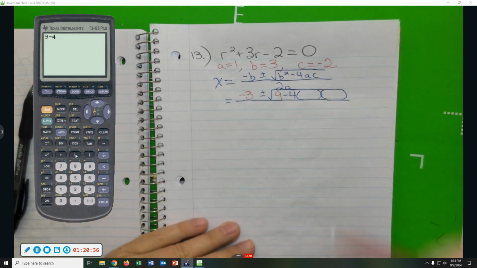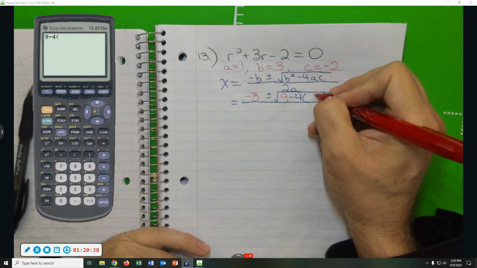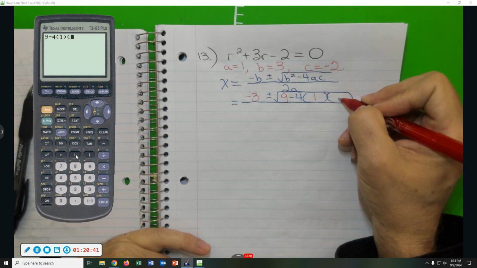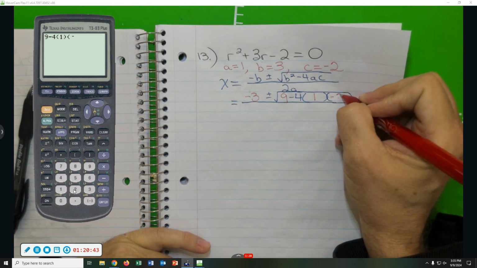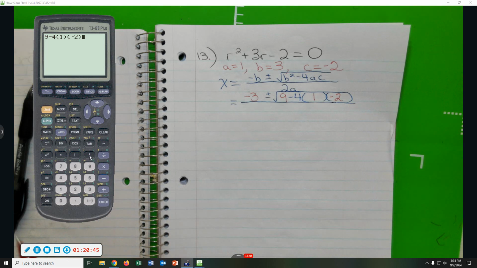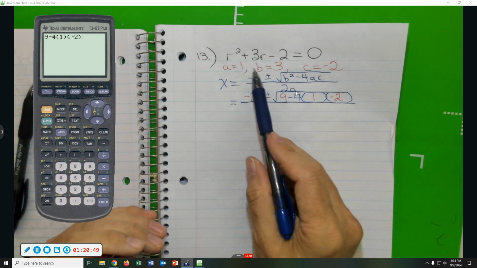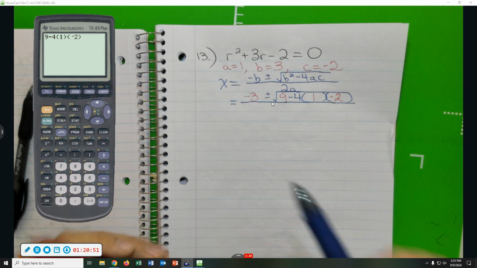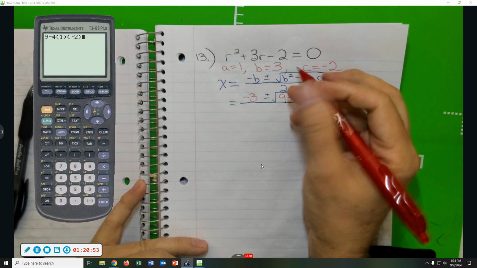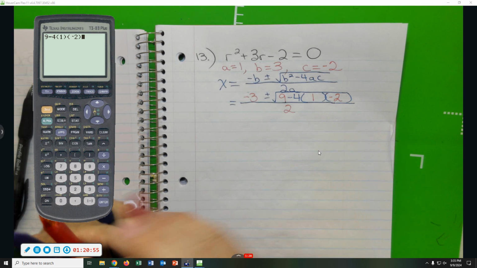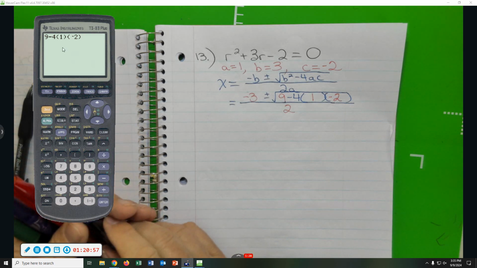And what's here? The a value? 1. The c value? Negative 2. All over the denominator. 2 times 1. What am I going to have down here? 2. I agree. Now, do you want to race me, Tim?